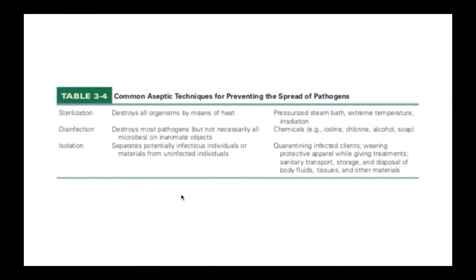All right. So here's some of the common aseptic techniques for preventing the spreading of pathogens. Sterilization. So again, if you look at that chart that we talked about in the beginning, it gives you detail of what you need to look up when you're studying for the test. So it talks about the pathogens and whatnot. So sterilization destroys all organisms by means of heat, pressurized steam bath, extreme temperatures. You'll see disinfection destroys most pathogens, but not necessarily all microbes. And then isolation separates potentially infected individuals or materials from uninfected individuals.